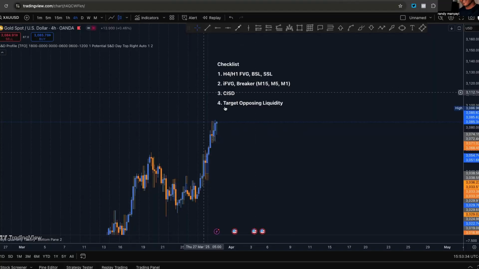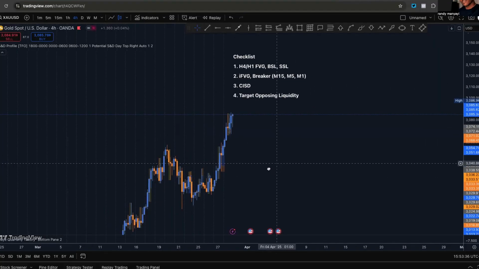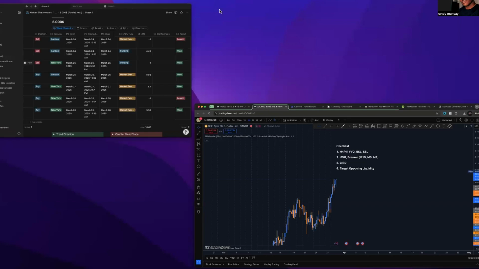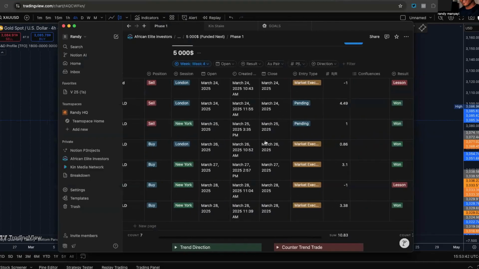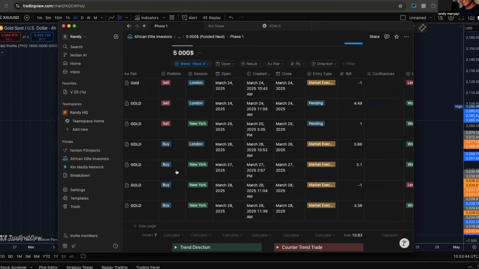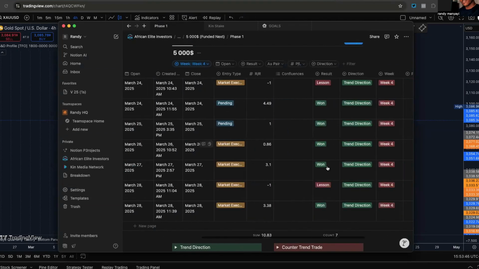So first things first, we are here on gold. I'm first going to pull up my journal. You can clearly see here that I took 7 trades this week. I lost about 2, and I won the rest. I won 5, and these are the R's that I was able to get. On one trade I made 3R. On this one I almost broke even, but I made a little bit of profit as well. And then I made a 4.49 R on Tuesday.